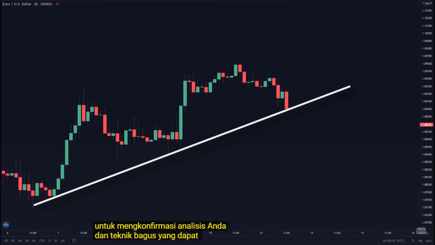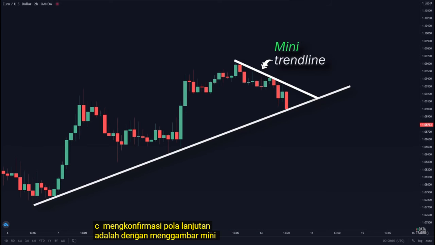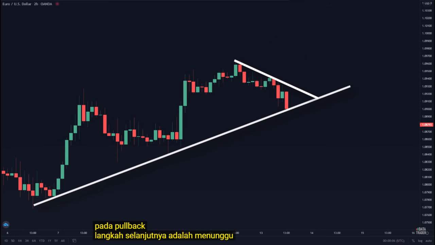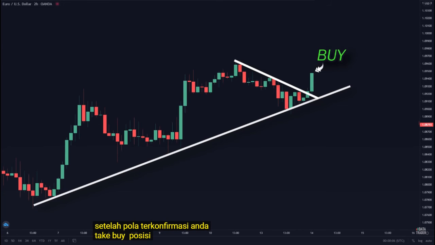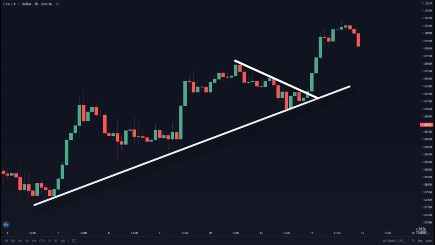And a good technique that you can use to confirm a continuation pattern is by drawing a mini trend line right at the pullback. The next step is to wait for the price to confirm the continuation pattern by waiting for it to break out of the mini trend line. Once the pattern is confirmed, you take a buy position. Let's look at another example.